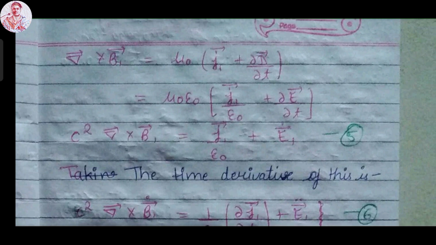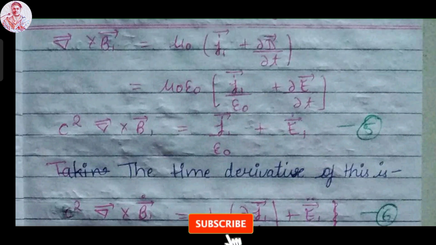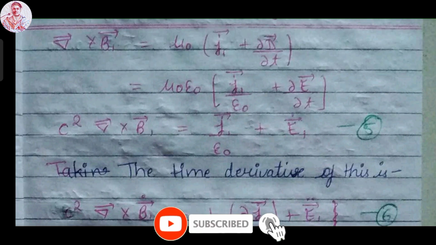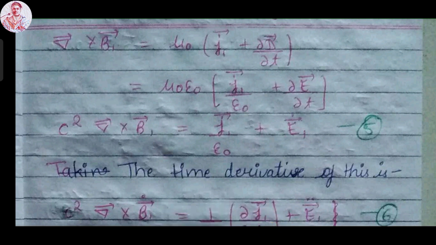Then we have del cross vector B, which is equal to mu 0 vector j plus del D by del t from Maxwell's fourth equation. And after substituting the value of electric displacement vector D, which is equal to epsilon naught vector E, we get mu 0 epsilon naught times vector j by epsilon naught plus del E by del t. After simplifying, we get c square del cross vector B, which is equal to vector j by epsilon naught plus vector E dot. Let's take this as equation number 5.